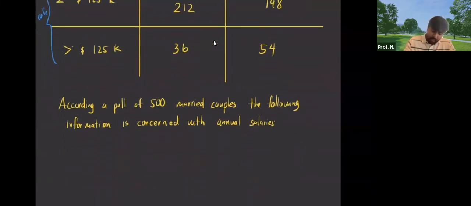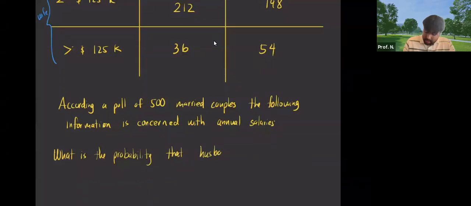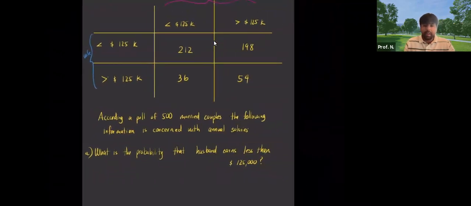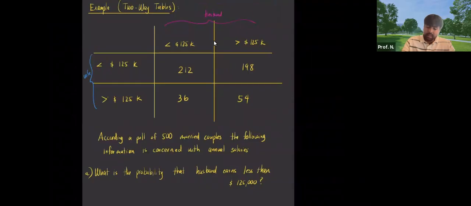And then, for example, one question can be, what is the probability that husband earns less than 125,000, right? So that's the first question. So what's the probability that the husband earns less than 125,000? So look at the husband columns and how many are less than 125,000.